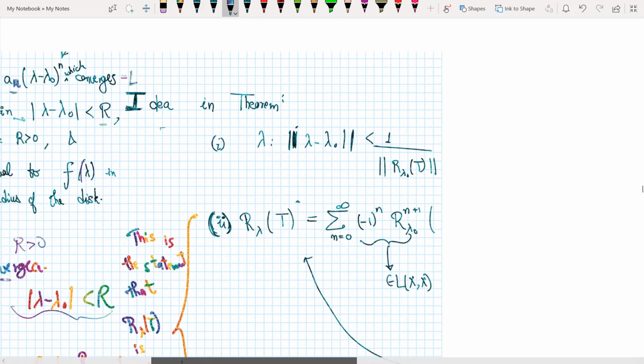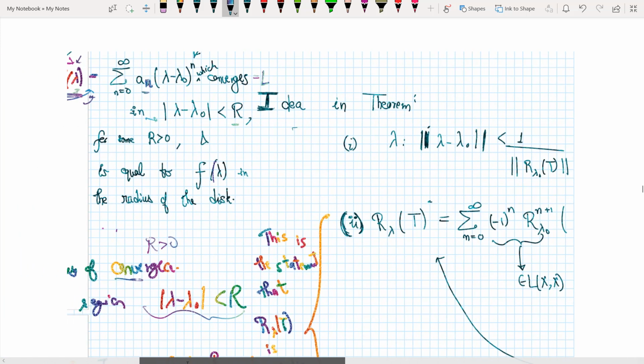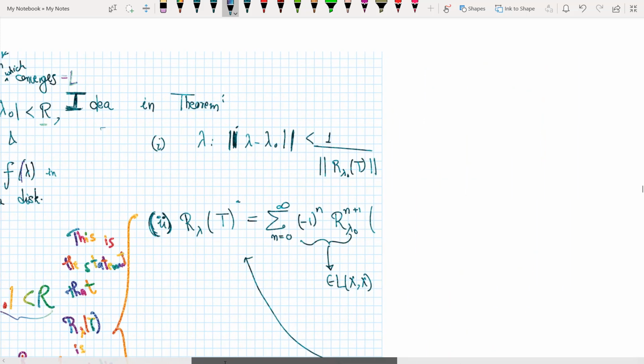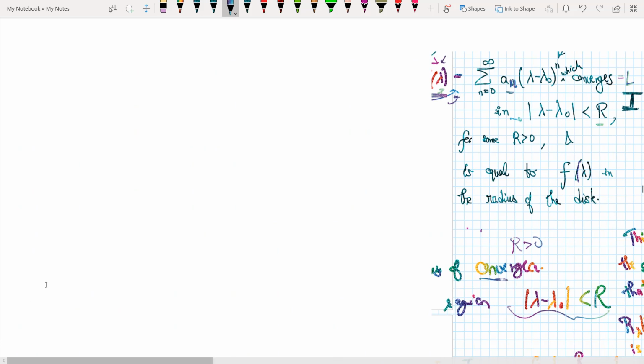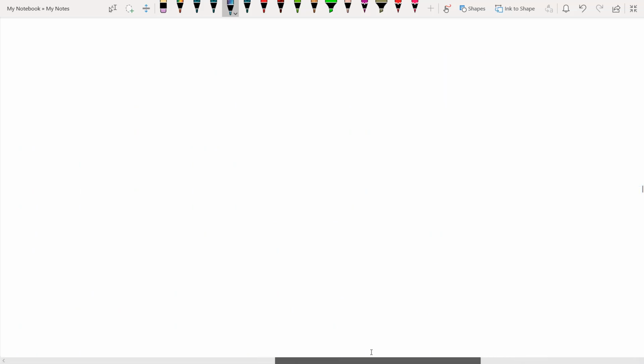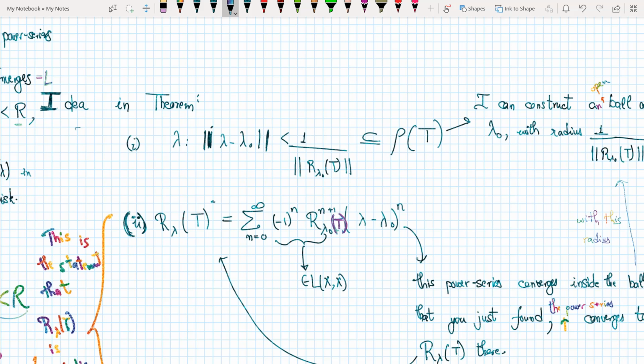And now I'm going to define my resolvent as an analytic function. We'll come back to the theorem in a minute. Before even showing you the theorem, I'll give you what's going to happen and what you are going to see in there. The idea in the theorem is basically that the resolvent set is an open set.